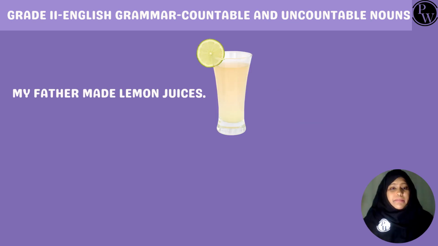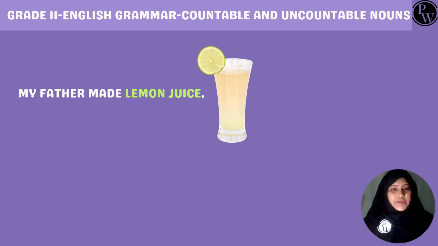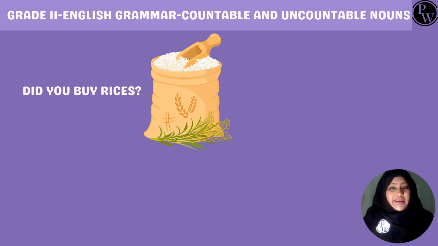My father made lemon juices. Does it sound a bit off to you? Let's find the mistake together. Absolutely. The correct answer is my father made lemon juice and not juices. Lemon juice is something we can't count. Great observation. Let's continue reading the next one.